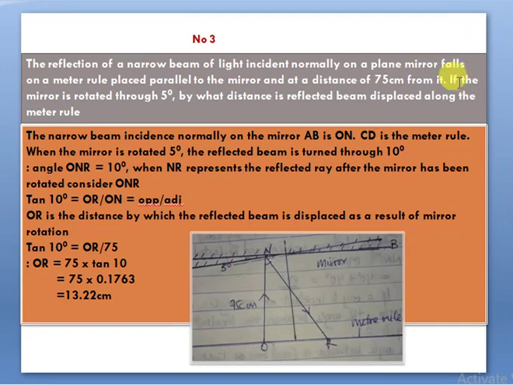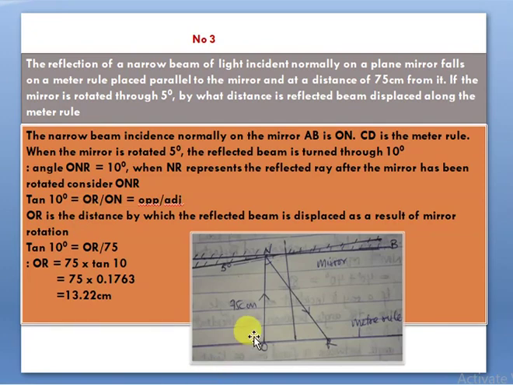Now, if the mirror is rotated through 5 degrees, let's see the mirror. We now rotate this mirror. You can see the rotation of the mirror, and the angle through which we rotated the mirror is theta. How many? 5 degrees. Our question says, by what distance is the reflected beam displaced along the meter rule?